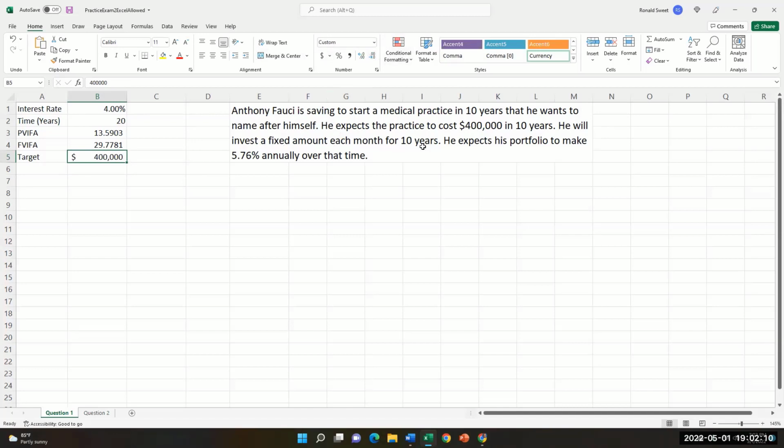He will invest monthly for 10 years. So what should my time be? Anyone want to give me that? 120. 120, exactly. So our 10 years times months. So if it was weekly, you'd use 52. If it's weekly, I'll tell you it's 52 weeks in a year, but 120. And then what's your interest rate? He said 5.76. Anybody want to give me that?